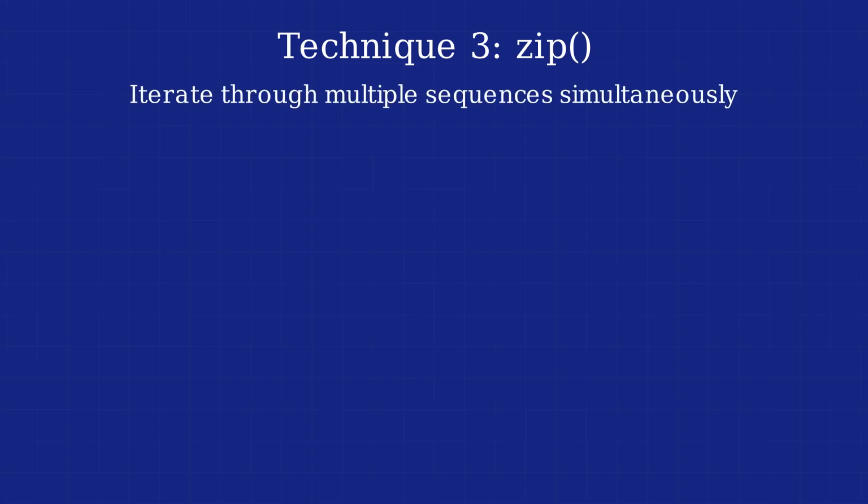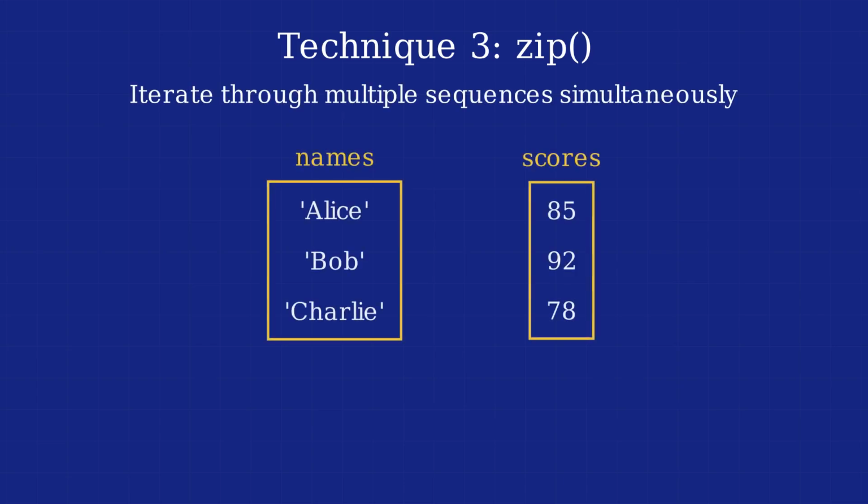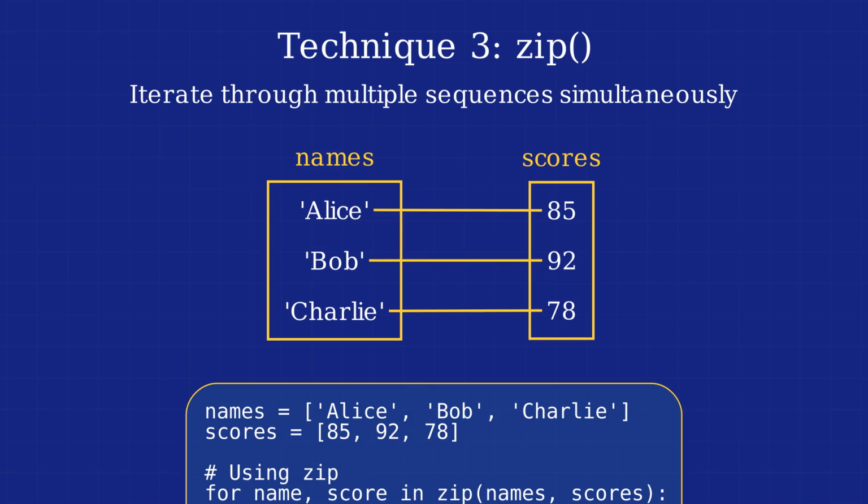The zip function allows you to iterate through multiple sequences simultaneously. Imagine we have two lists, a list of names and a list of corresponding test scores. The zip function pairs up elements from each list that are at the same position. Here's how we can use zip in a for loop to process these paired elements.